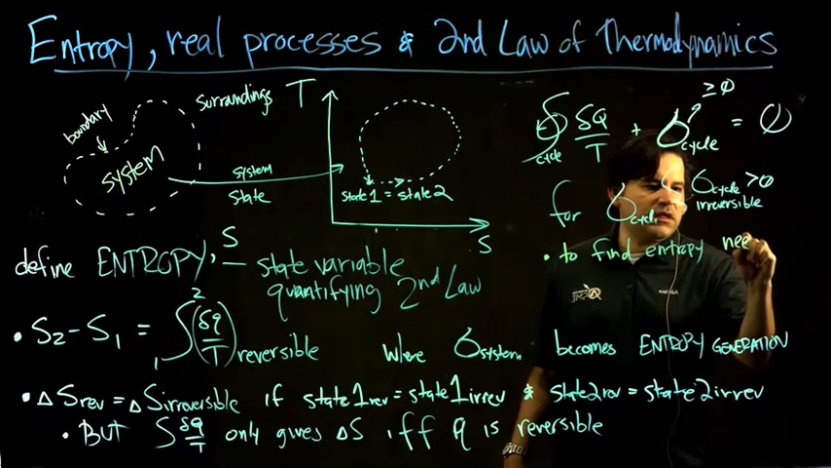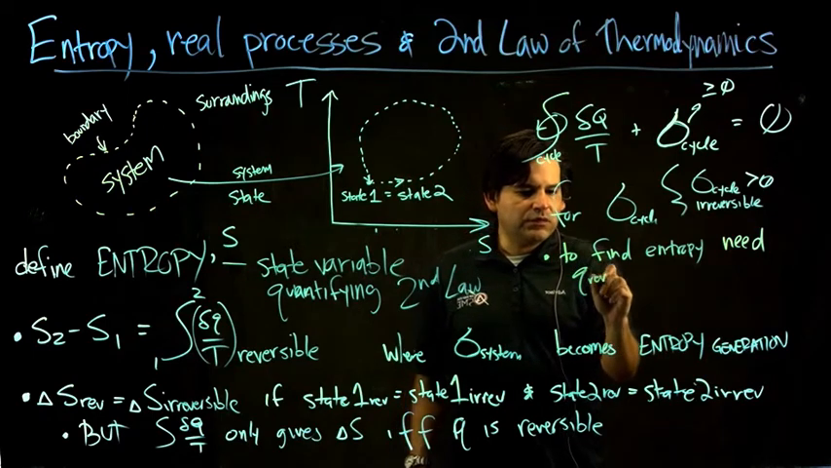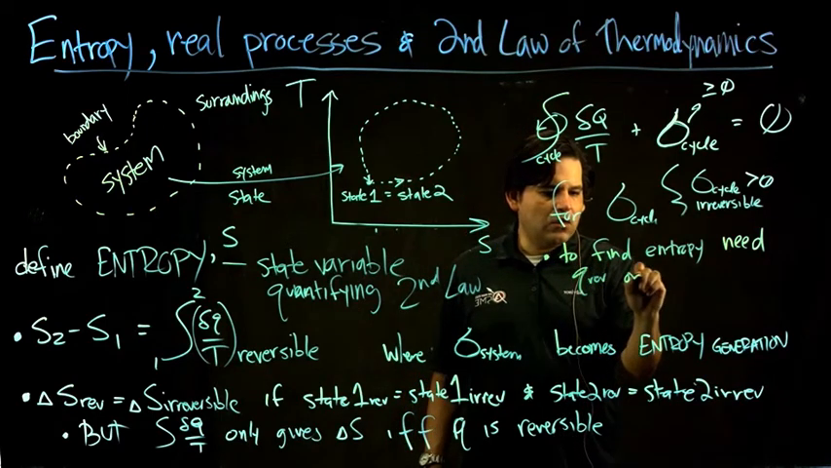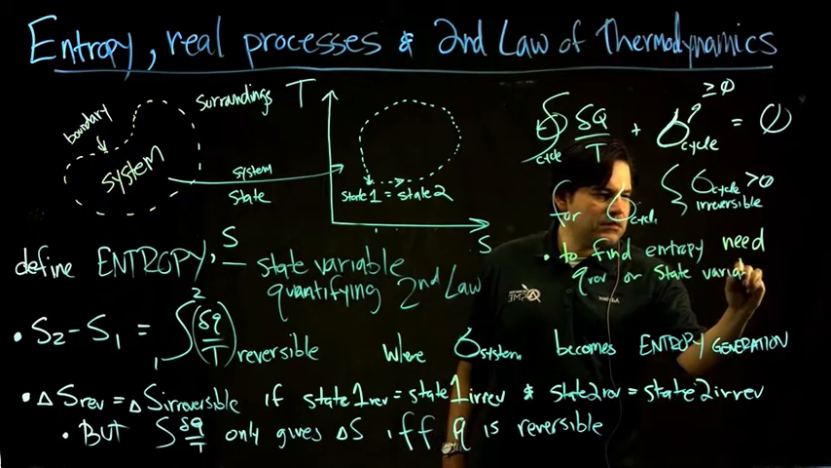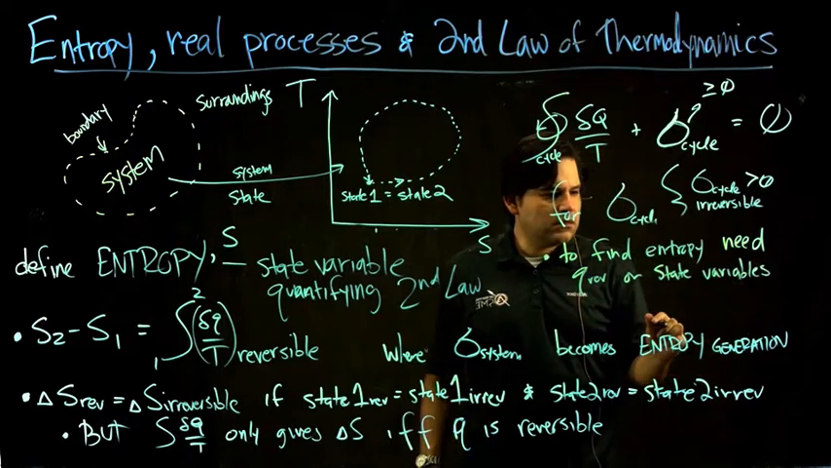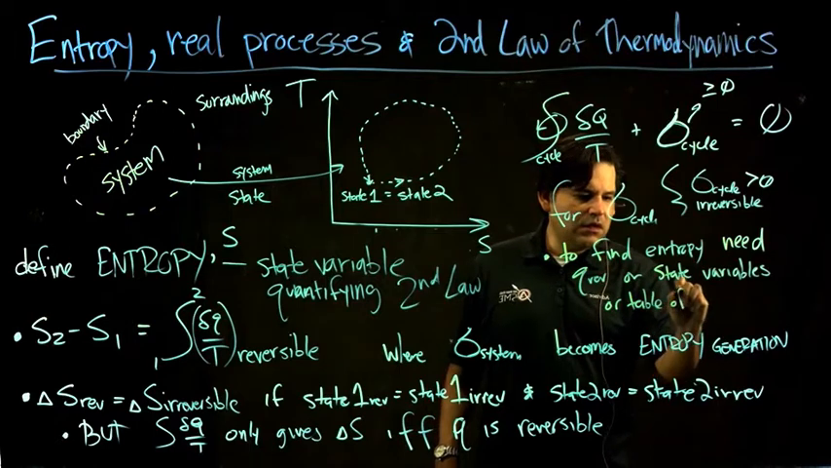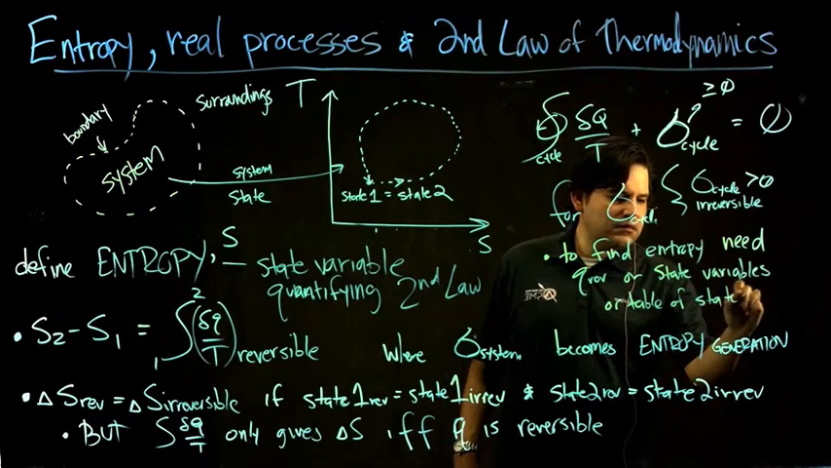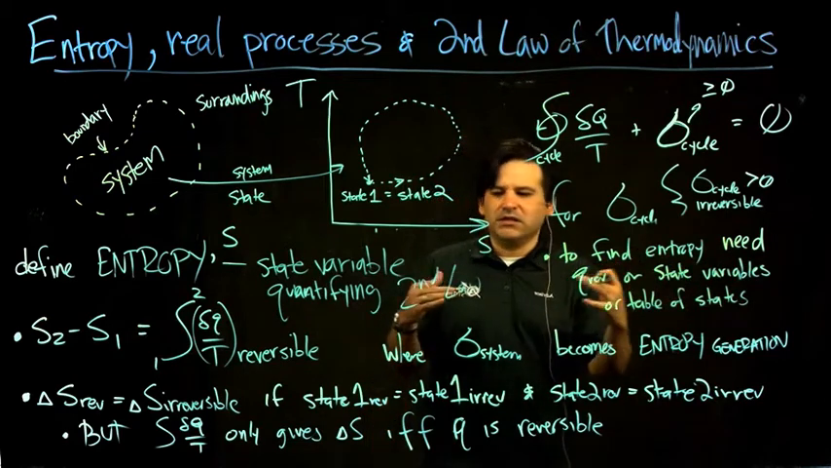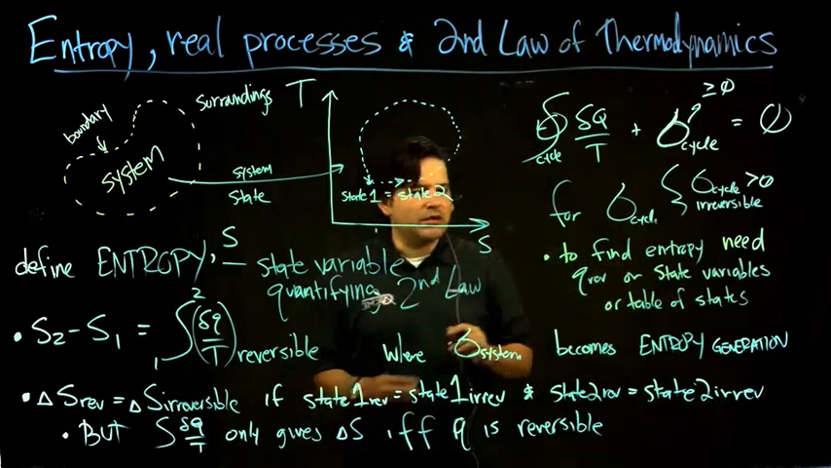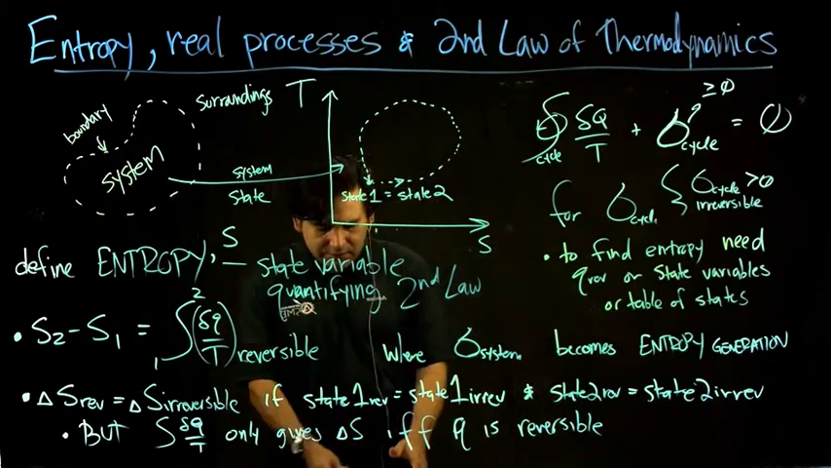You need Q reversible or state variables directly or table of states, which is the same thing as state variables, but this is like in an equation. Given this, you can use different equations that we're going to talk about in class, not today, but in class. Okay.